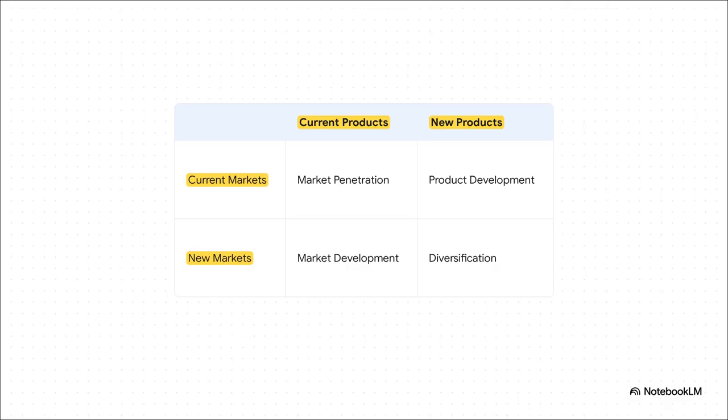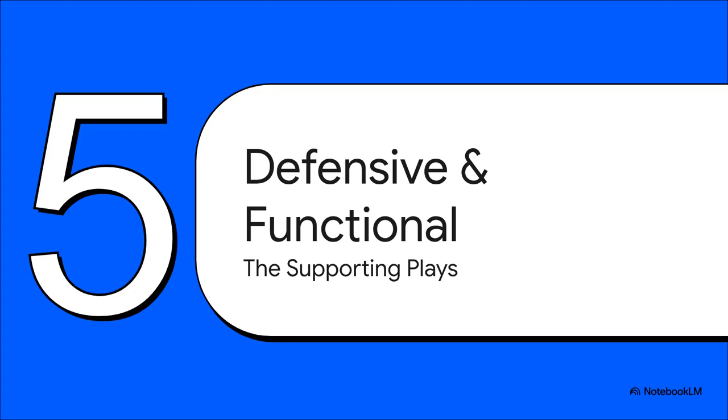This matrix just lays out the 4 options for you. You can sell more of your current stuff to your current customers. That's called market penetration. You could take your existing products and find new groups of people to sell them to. That's market development. You could create new products for the customers who already love you. That's product development. Or the riskiest move of all, you could create brand new products for totally new markets. And that's called diversification.